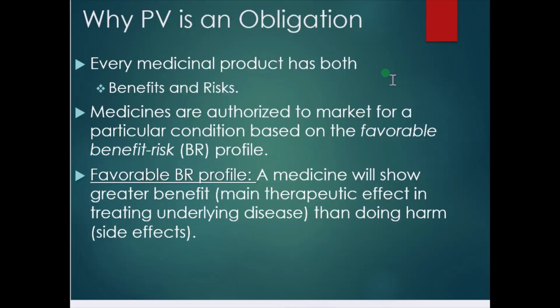For every pharmaceutical company, PV is an obligation by regulatory bodies for ensuring the favorable benefit-risk profile throughout the product life cycle in the market. Here, favorable benefit-risk profile means that the medicine is showing greater benefit than doing harm.